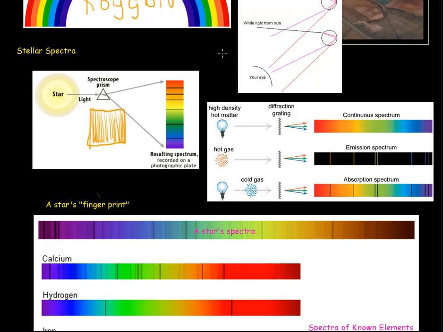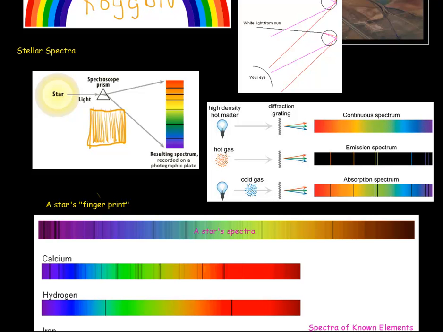We'll talk about that in a second. Okay, anytime we get a hot, dense matter producing light, like a star, through this spectroscope, now they're actually showing you the diffracting gradient with all those little lines, scratches in them, you get what's called a continuous spectrum, Roy G. Biv, all the way across.